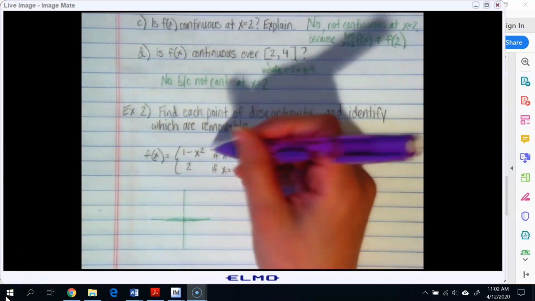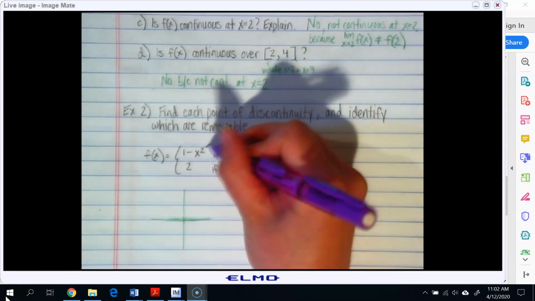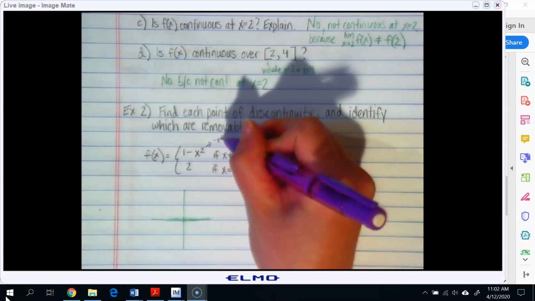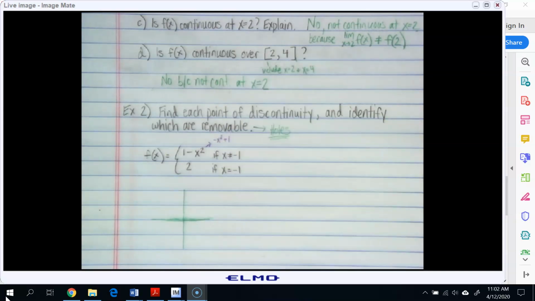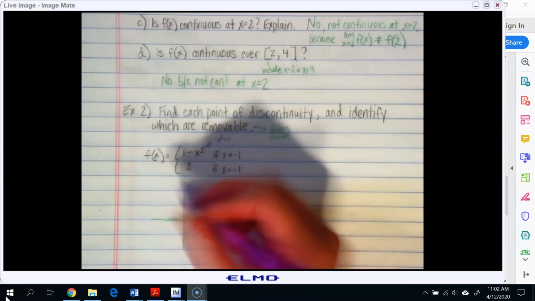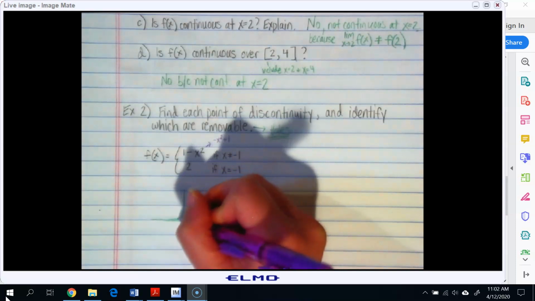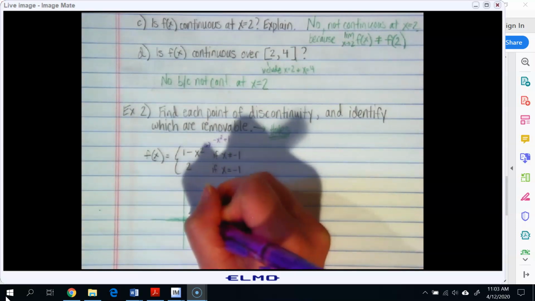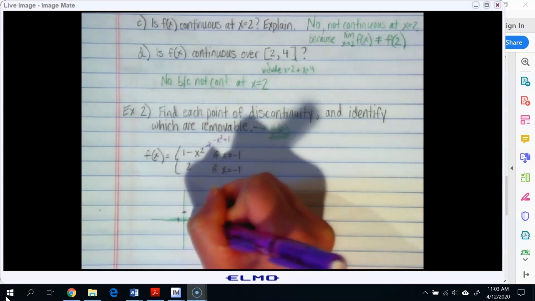Alright, so this first piece, 1 minus x squared, I like to think of that as negative x squared plus 1, because that tells me my transformations very easily. Negative x squared plus 1, so that's going to be a reflection with respect to the x-axis, and then a shift up 1. Normally a parabola I know would have points at (0, 0), (-1, 1), and (1, 1). I'm flipping that upside down basically, and then shifting it up 1. So now I'll have a point here, and points right here.